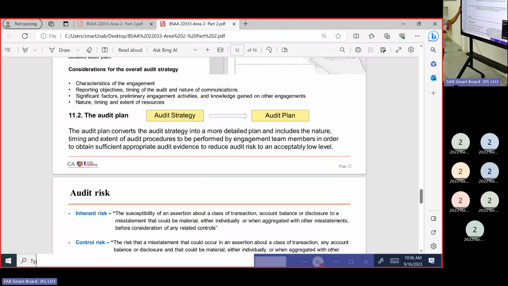Tolerable error will be discussed under material calculation. Don't worry about that. Let's say it's a kind of material error. So 100,000: 50% of that is 50,000, and 5% of that is 5,000. So then you have to test more than 5,000 items, and the sample will be more than 200 items. As auditor, you have to test more.